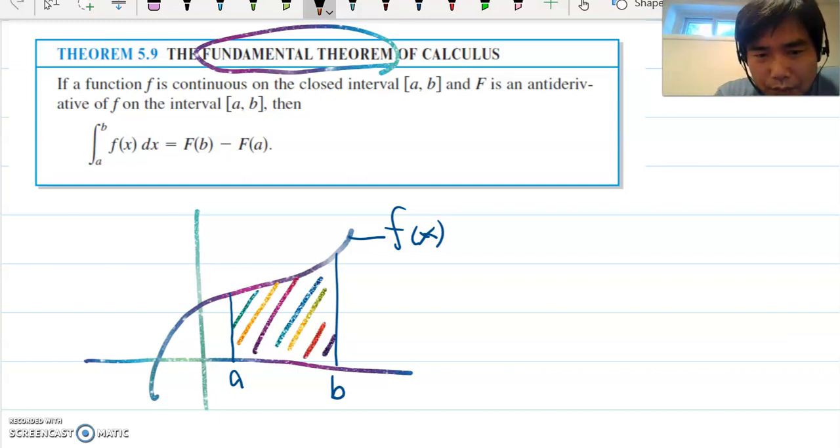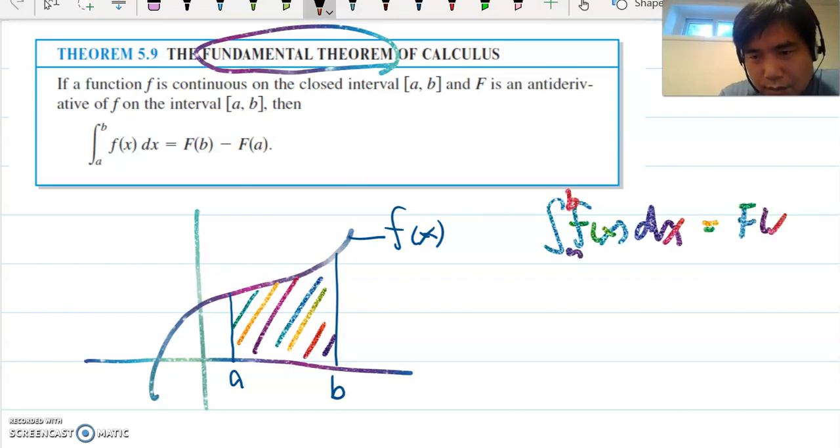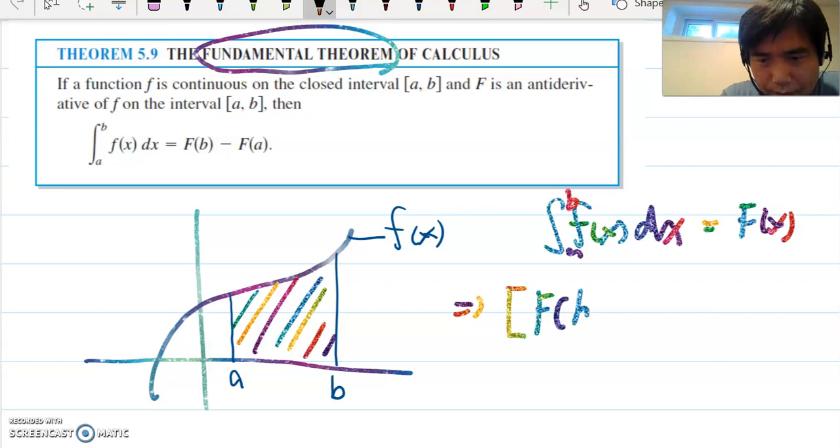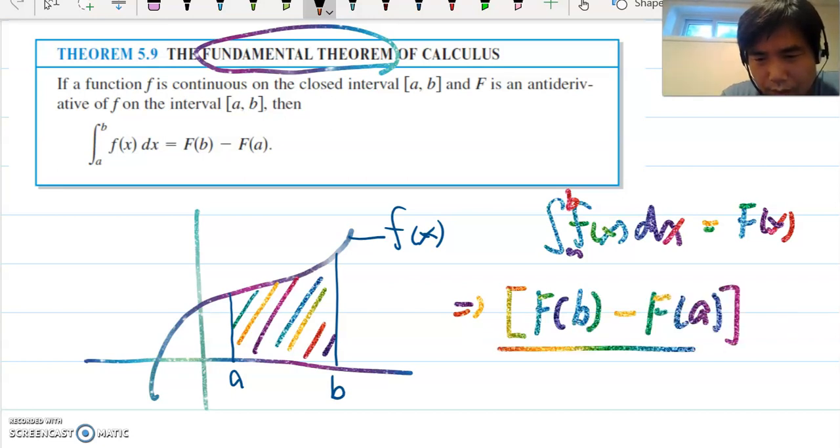So if we write it, the integral of f(x) dx from a to b, we can define an antiderivative F(x), then this becomes basically F(b) minus F(a). So that's the property to find the area of this region. Make sense to you? Then let's look at one example and then we continue to discuss this topic.